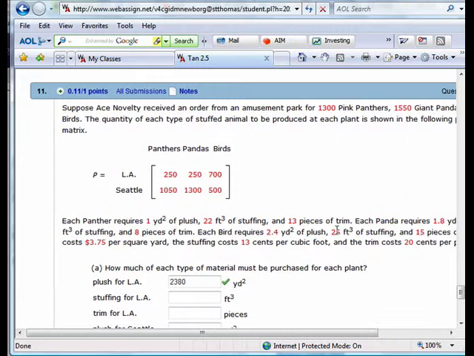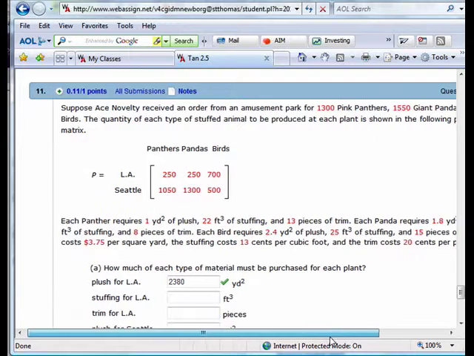Okay, so problem 11 from 2.5 talks about these stuffed animals. At the beginning, for mine, it says 1,300 pink panthers. That's already in the matrix. They're producing some of them in LA and some of them in Seattle, and notice that those two numbers add up to 1,300. The same thing with the 1,550 giant pandas. So you don't have to worry about these numbers. They've already taken care of those.